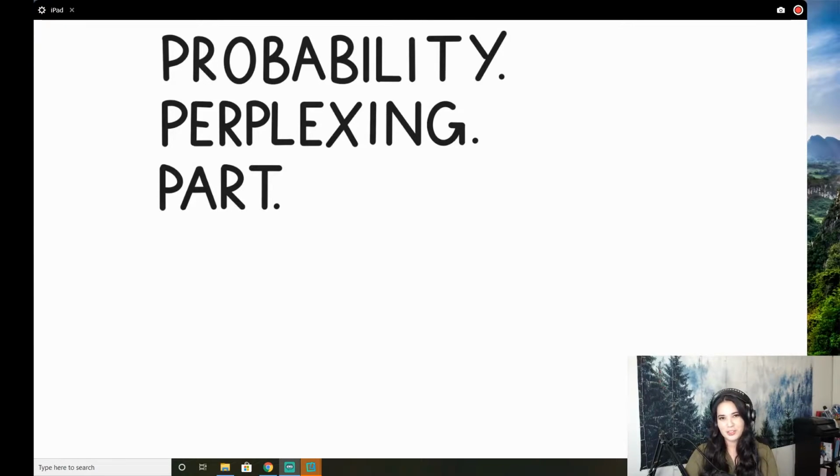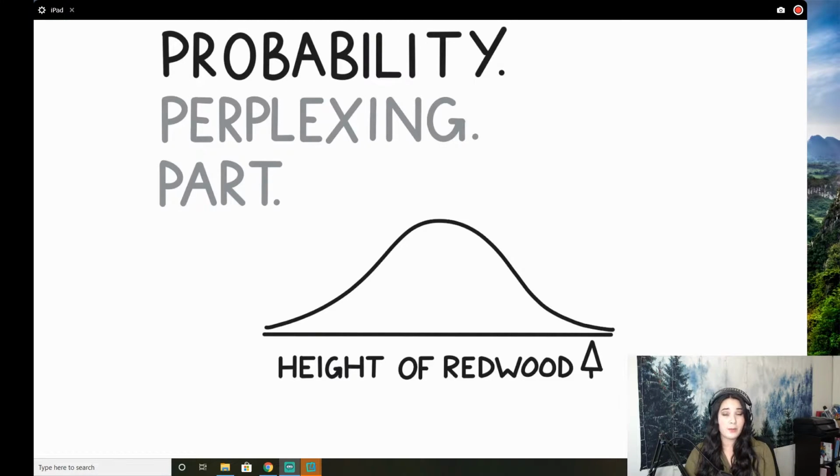Hi, my name is Chelsea Parlett-Pelleriti, and I want to talk to you a little bit about p-values. I want to tell you how they're a probability, they're sometimes a little perplexing, and they're only part of the big picture. So let's start with the probability part.